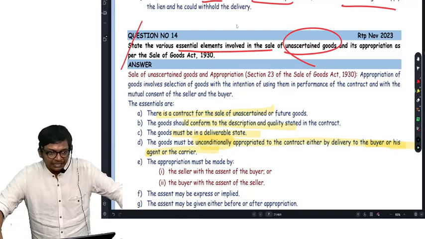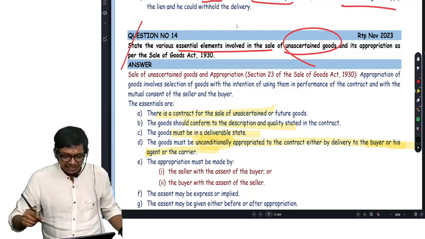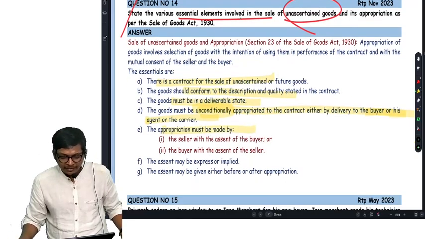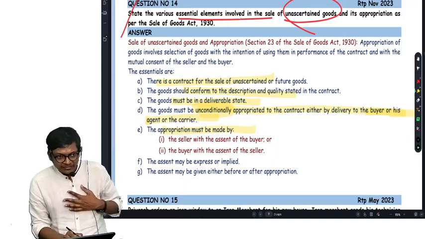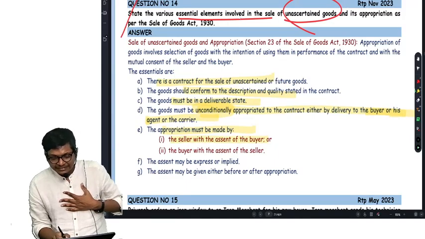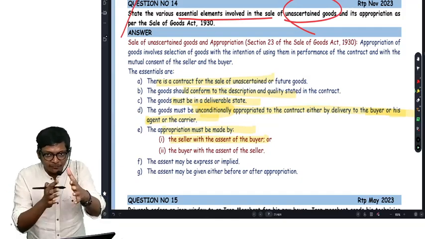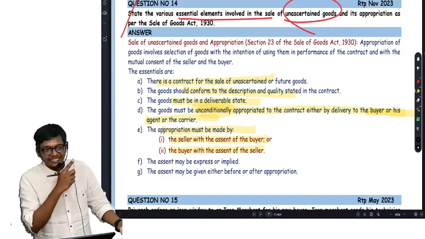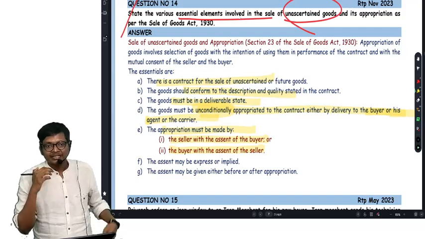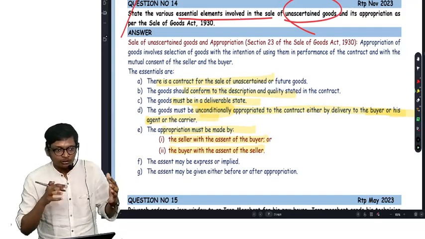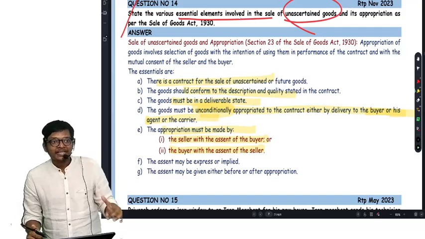Unconditional, I can ask, it is appropriate, and the appropriation must be made. Look at this: either the vegetable vendor, the seller, with the assent of the buyer, asks you, "1 kg வேணுமா?" We say yes, and he will take and keep it for you. Or the buyer, with the assent of the seller, says, "நானே எடுத்துக்கிறேன்ப்பா 1 kg," okay ஓகேன்னு சொல்லுவோம், I will take it. So either I will take or he will take.